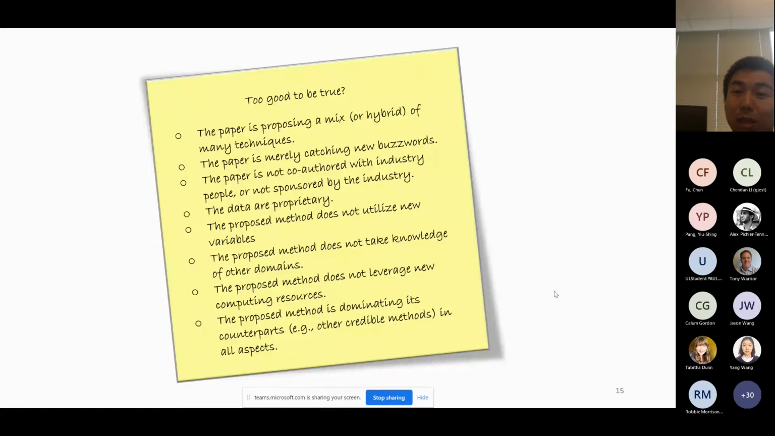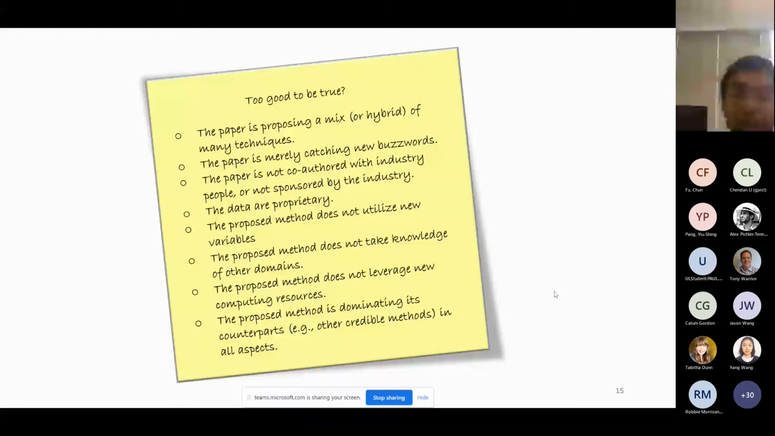A lot of them, let's say, the paper is using proprietary data, and it's not using any new variables, and it's not taking advantage of other domains, or it's just catching all these buzzwords and putting all these acronyms together: ANN, neural nets, part of deep learning, putting all these words together. Most likely those are bad papers. So you don't want to spend too much time on those. But here's the checklist for you guys.